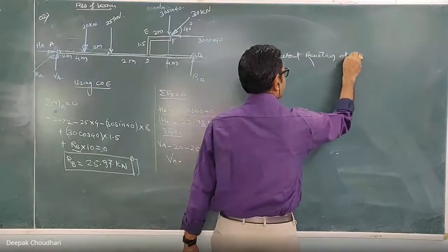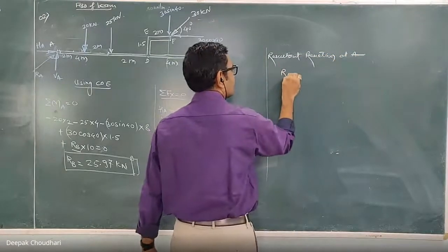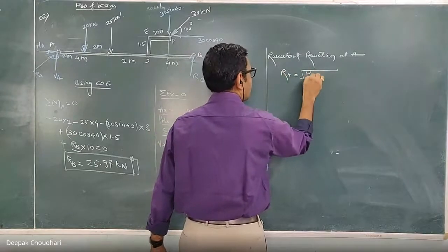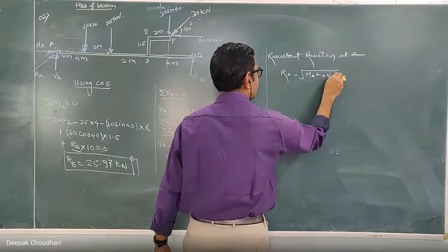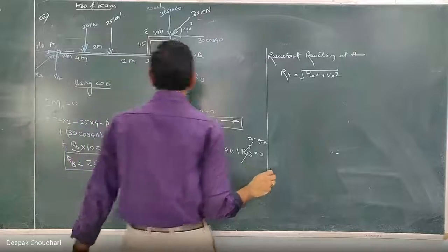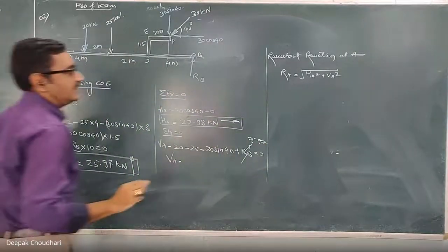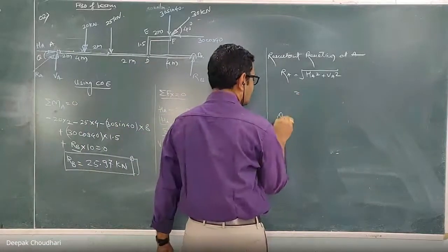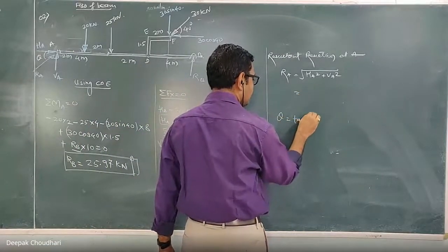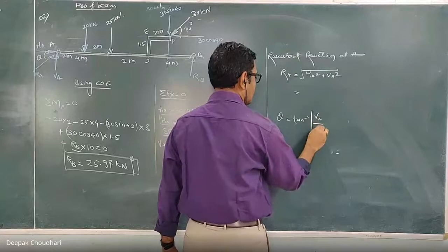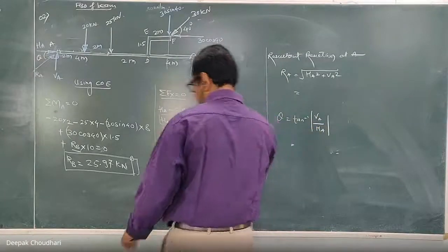Resultant reaction at A, Ra, equals the square root of Ha squared plus Va squared. It is the resultant of these two, the resultant reaction at point A. Let's see the inclination with the horizontal is theta. So theta equals tan inverse of Va upon Ha. Just substitute the values and get the answer.